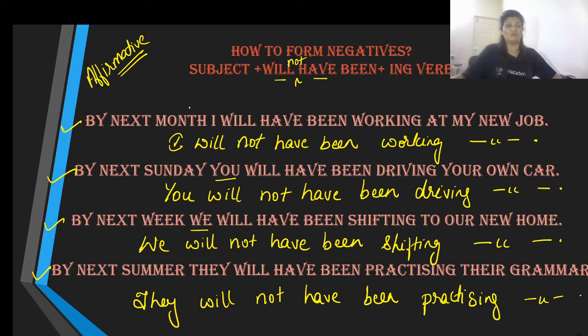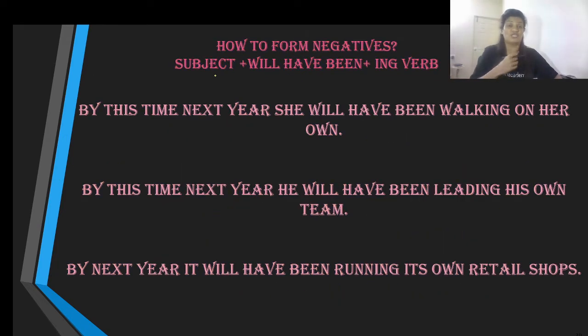Now here, when we insert the negative word, which is not, in between will and have, we are actually negating it. And these are negative statements. We are negating the facts. Let us take the examples with the subject she, he, and it.